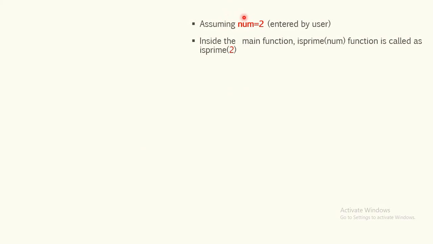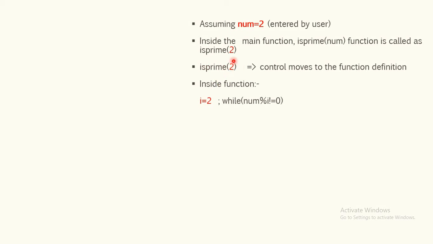And one more number, let us take it as 2. The user has entered 2 and the value of num is now 2, and it checks the condition 2 mod 2 not equal to 0. Yes, 2 mod 2 is nothing but 0. This condition becomes false and it comes out of the while loop and checks whether i is equal to 2, whether 2 is equivalent to 2.